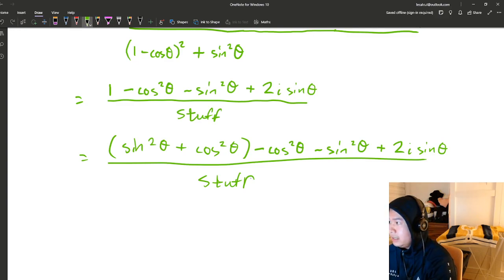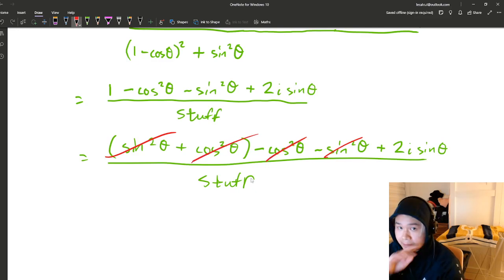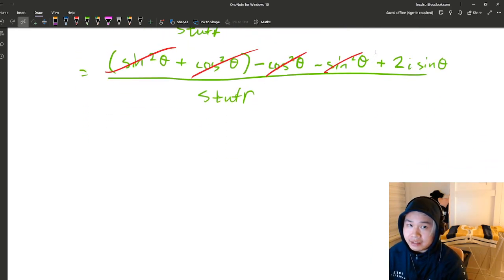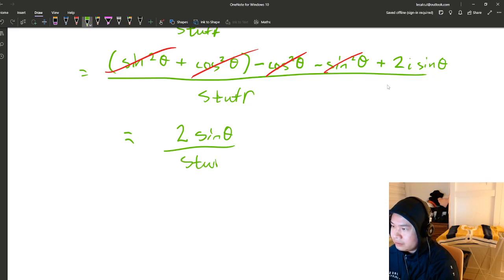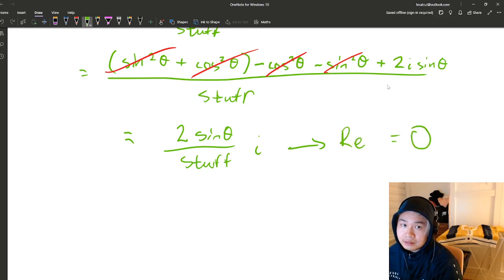And then as you can see, this will cancel out with the minus sign, and this will cancel out with that cosine. So you're only left with a complex number with an imaginary component. So you have 2 sine theta over the stuff times I, and basically this means that the real part is 0. You don't have a real part. It's all imaginary. This is the only term which has an I in it. Okay, moving on.